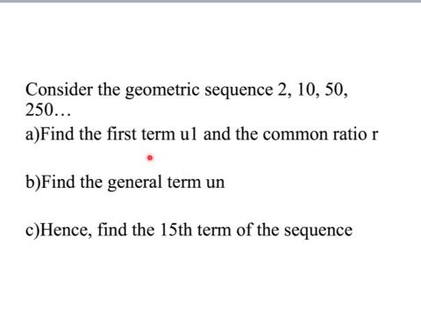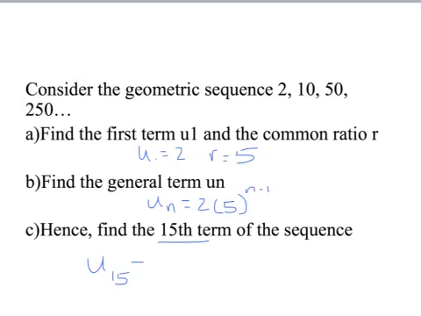So our u1 is 2, our ratio is 5, and our general term was u n equals 2 times 5, all raised to the n minus 1. We want to find the 15th term in the sequence. That means we're finding u15. So it's going to be 2 times 5 to the 15 minus 1.